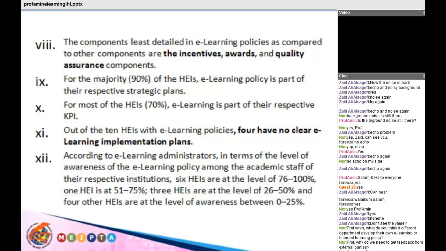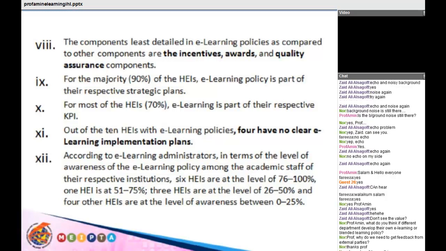So unless and until you have a clear policy in UKM, for example, that activity in e-learning is part of the yearly appraisal as well as for promotional purposes, and if this is part of the policy, then people are willing to invest time. Now the other thing is that some people have policy, but they have not got a clear e-learning implementation. So it is good if you can have a 3-year, a 5-year implementation plan, showing how you want to see it implemented successfully.